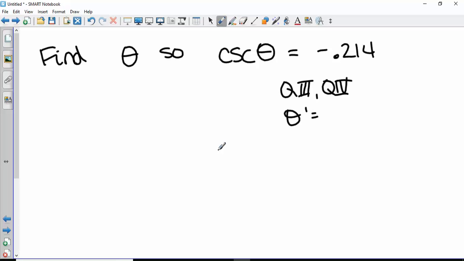Let's do degrees. If you want to type this in though, we have to be a little bit careful. Cosecant is the reciprocal of sine, so that means sine is 1 over that. To get your reference angle, you have to do sine inverse, so second sine, of 1 over 0.214. Don't put in the negative.